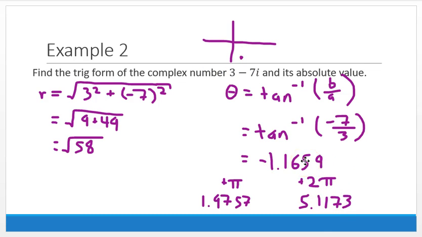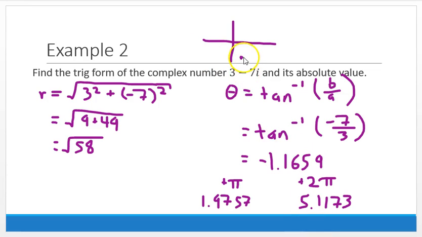But the other thing that you have to be careful about when you're doing tangent inverse is remember that there are actually 2 places on the unit circle that always have the same answer, and they're always pi away from each other. So I actually took this number, added 1 pi, that showed me the answer in the second quadrant, and then I added pi again to find the other answer back in the fourth quadrant.